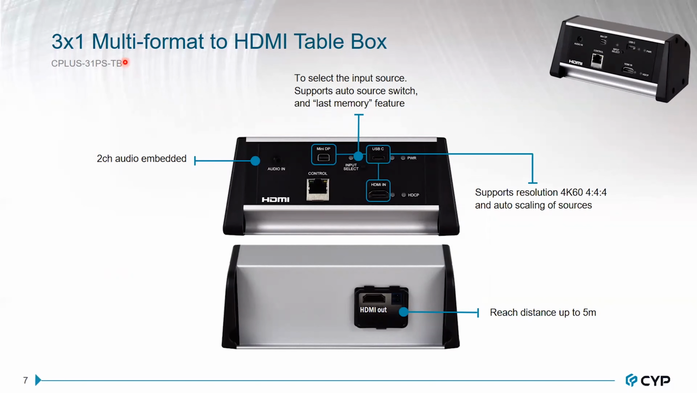C+31PSTB is also a 3-to-1 multi-format to HDMI switcher, but in the table box form factor. It supports 2-channel audio embedded, auto source switch, and the last memory. Resolution is up to 4K 60 4:4:4, with auto scaling of sources, which means that the unit will auto scale the sources to match the native resolution of the display based on its EDID. The maximum reach distance of HDMI output is 5 meters.